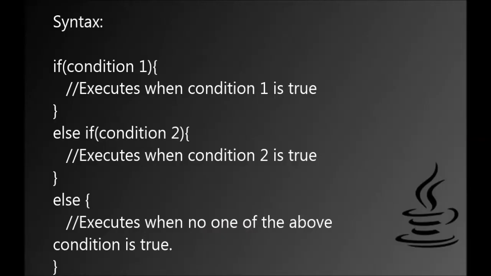The syntax for the if-else if-else statement is if, then put the first condition inside the parentheses, then put open curly brace, followed by the statements that will execute when the first condition is true. Put the second condition inside the parentheses, then open curly brace, followed by the statements that will execute when the second condition is true. Then put close curly brace, then else if. Last, put else, then open curly brace, followed by the statements for when none of the above conditions is true.